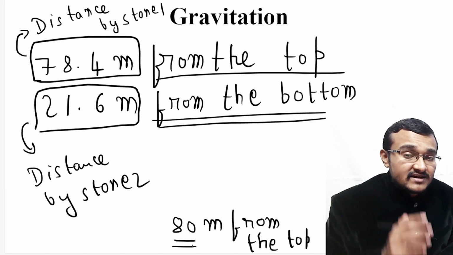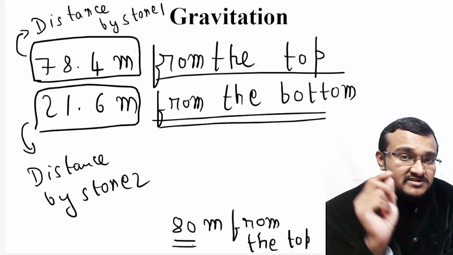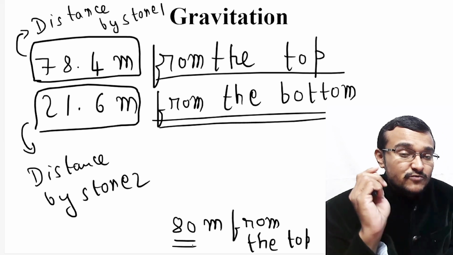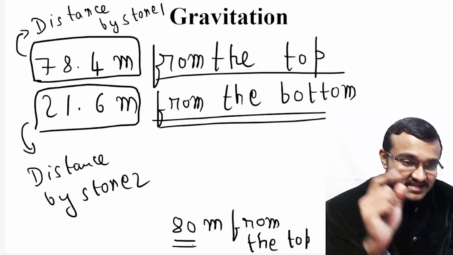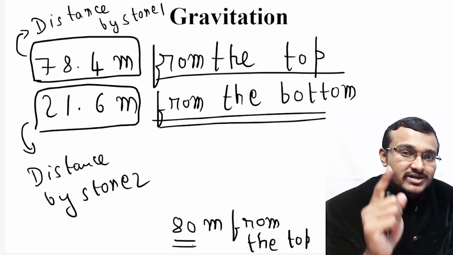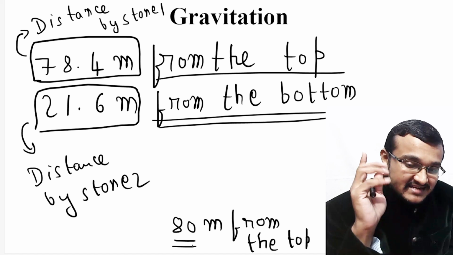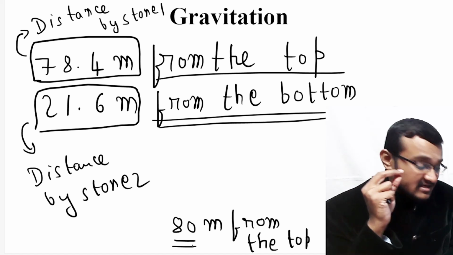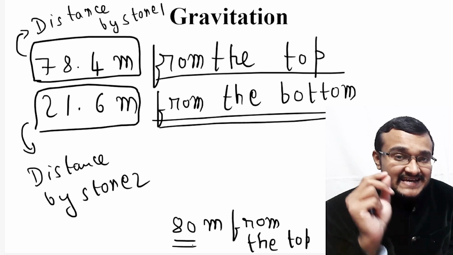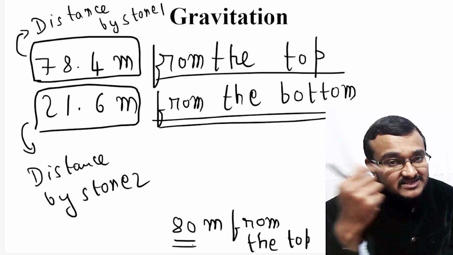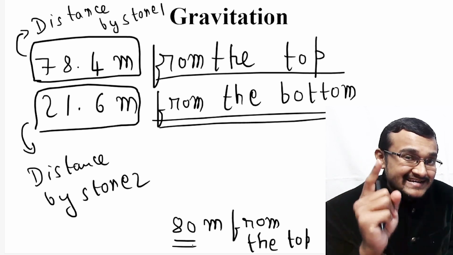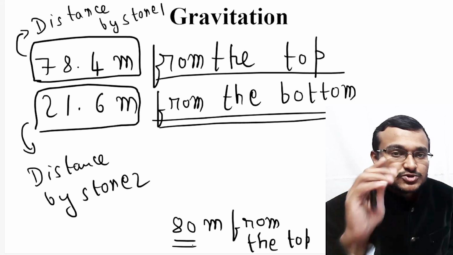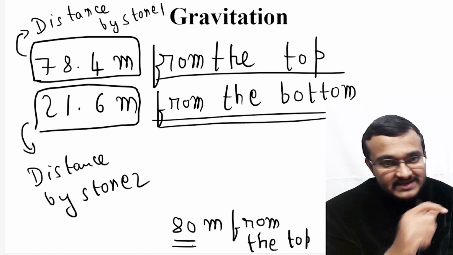But here in the question, they have not mentioned whether the acceleration due to gravity should be taken as 10 or 9.8. So when they have not mentioned anything in the question, you should always take 9.8 meter per second square as the acceleration due to gravity. Only if they have specifically mentioned to take the acceleration due to gravity as 10 meter per second square, then only can you take 10. Or else you should directly take 9.8 meter per second square.